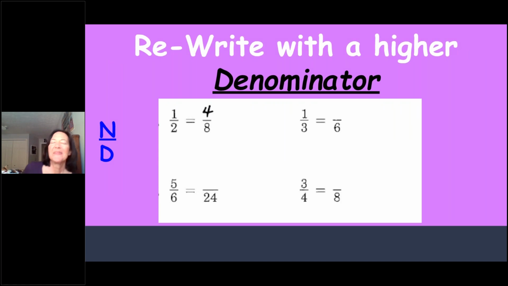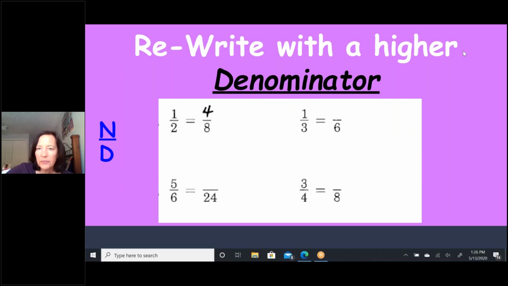Thank you. Okay. The next one, now we're going to rewrite these fractions with a higher denominator. And so the first one they did for you, so they said 1/2. If we wanted to rewrite that as an equivalent fraction, we want the same value, but we want our denominator or our bottom number to be 8, what would the top be?